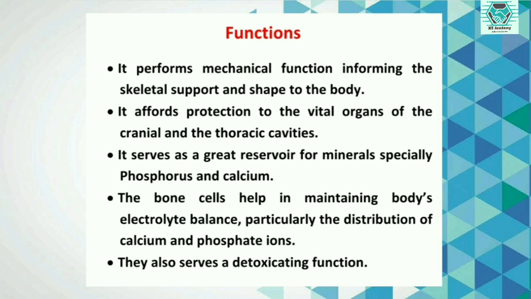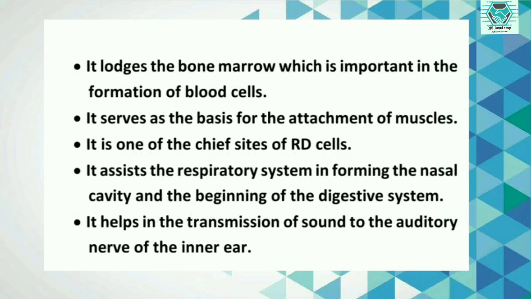Number 4, the bone cells help in maintaining the body's electrolyte balance, particularly the distribution of calcium and phosphate ions. Number 5, they also serve a detoxicating function. Number 6. It lodges the bone marrow, which is important in the formation of blood cells. As we all know, bone marrow is the site of the production of different blood cells of our body.